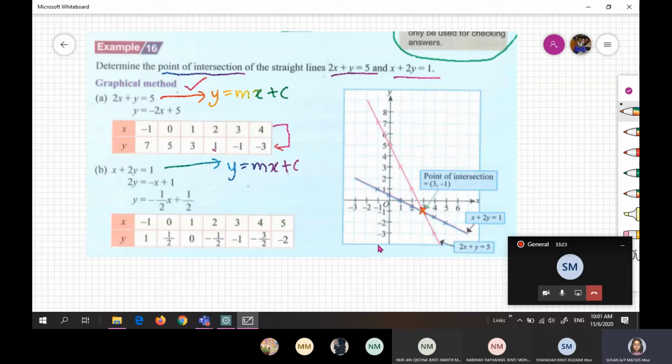So what is the coordinate? You have to find the coordinate of the point of intersection. The coordinate will be 3, negative 1. What does it mean when it is 3, negative 1? Let's do this using the normal standard method, and then you will know how the answers are related to each other.